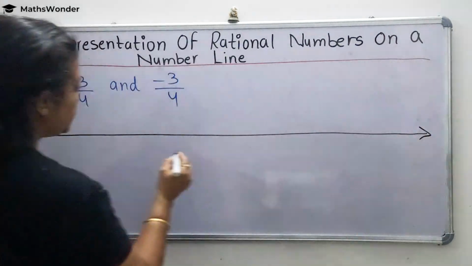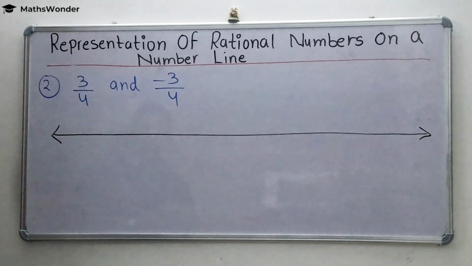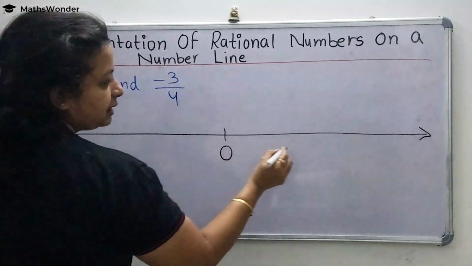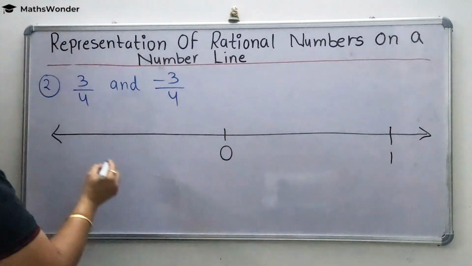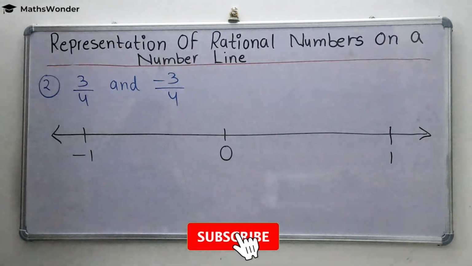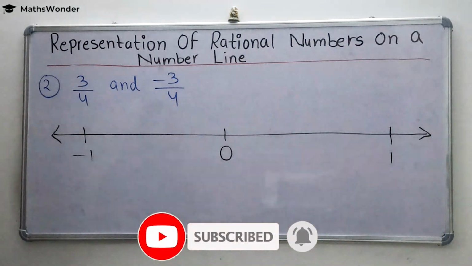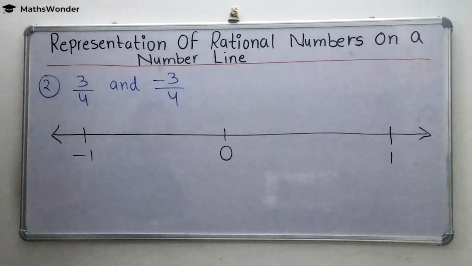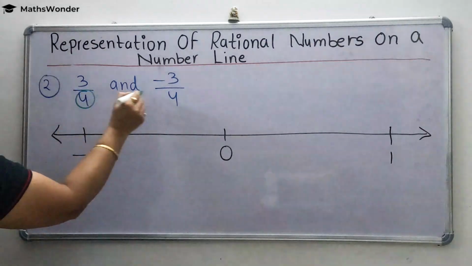Draw the number line first of all. Again we'll draw 0 in between, and as you know, these proper fractions or proper rational numbers always lie between 0 and 1. The positive numbers always lie between 0 and 1, and the negative rational numbers lie between 0 and -1. Now again you will check, what is the denominator? The denominator is always the king. Everything is based on the denominator. So the denominator is 4 in both.